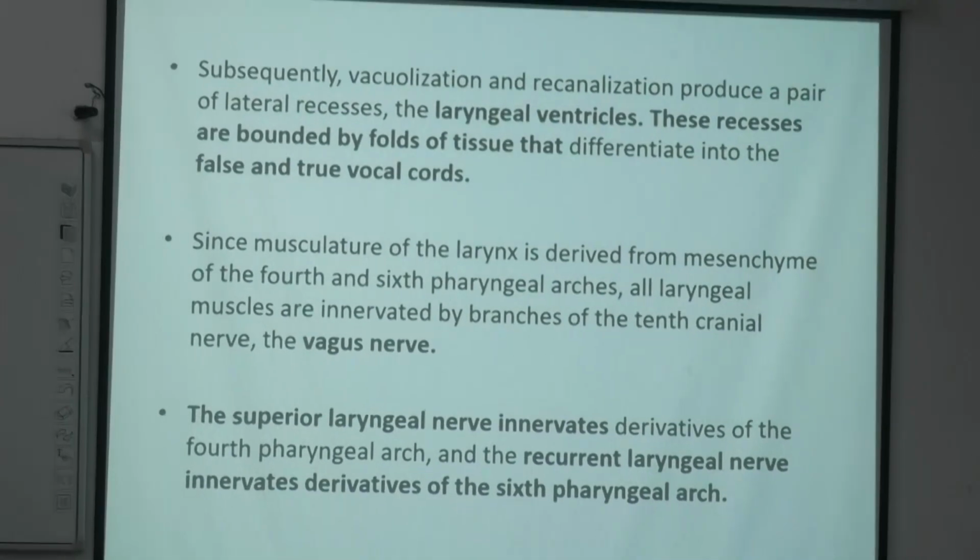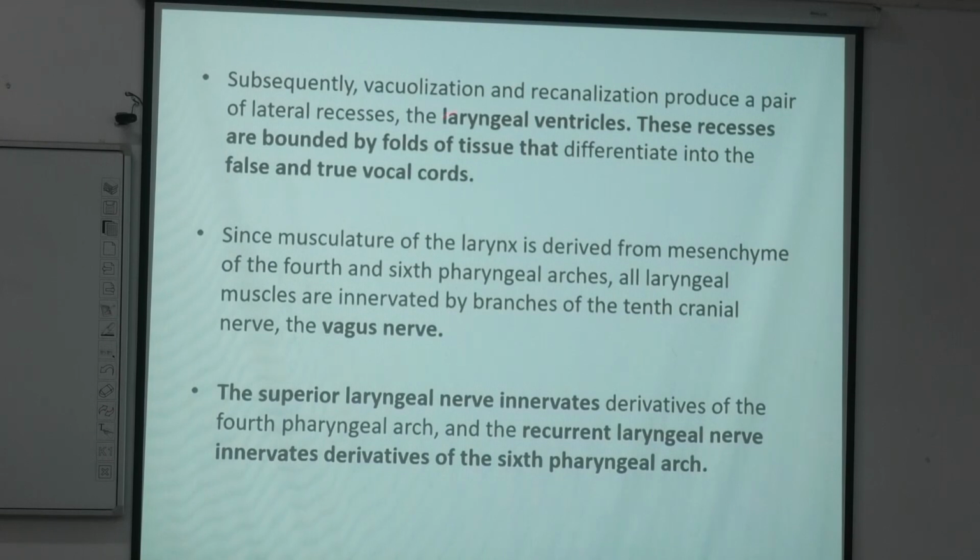Now, subsequently, vacuolization and recanalization produce a pair of lateral recesses, the laryngeal ventricles. These recesses are bound by folds of tissue that differentiate into the false and true vocal cords.